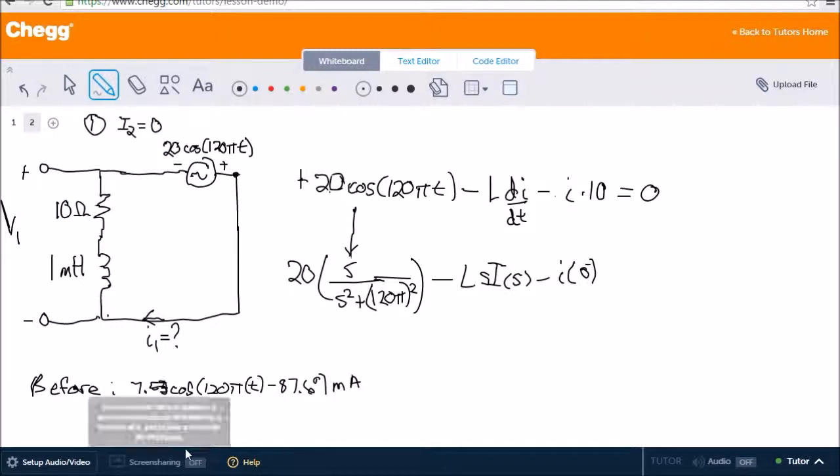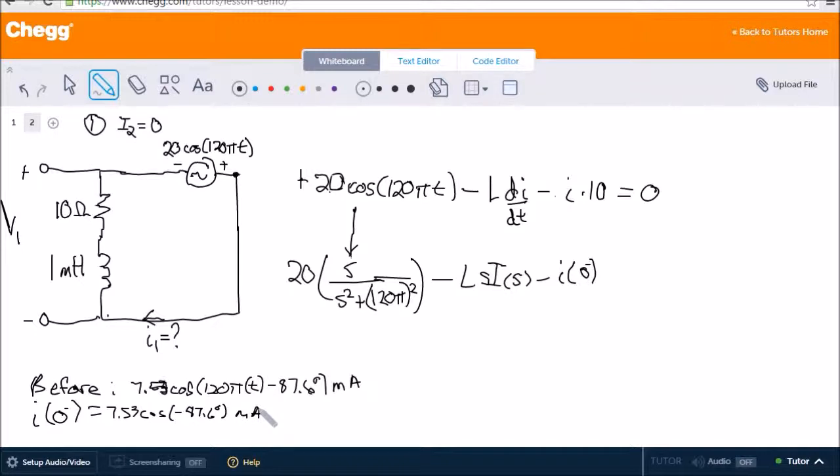So we can say i of 0 minus is equal to 7.53 cosine. Now we're going to plug in 0 for t. So 0 times 120 pi is 0. So it'll just be negative 87.6 degrees in milliamps.